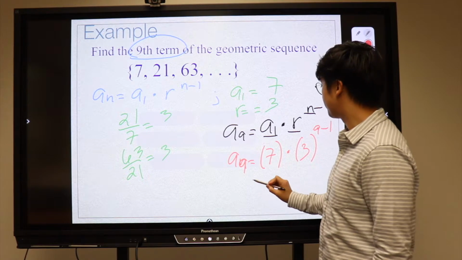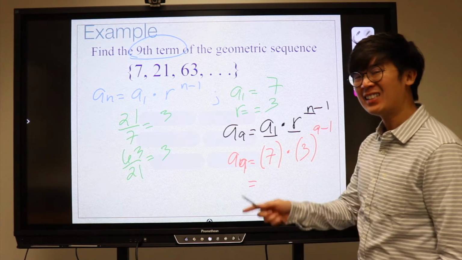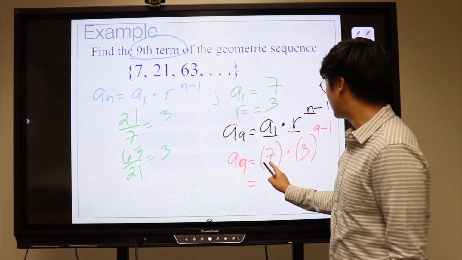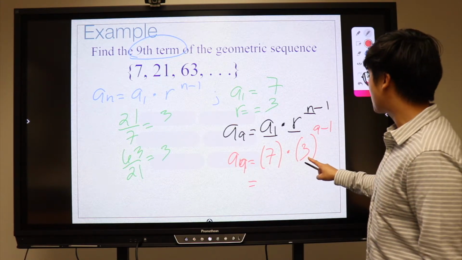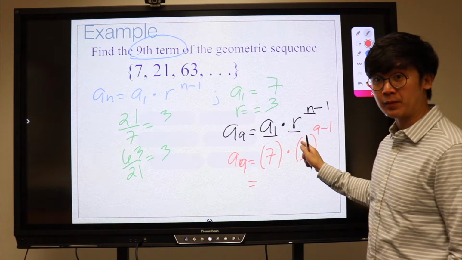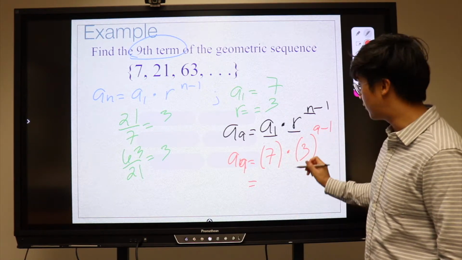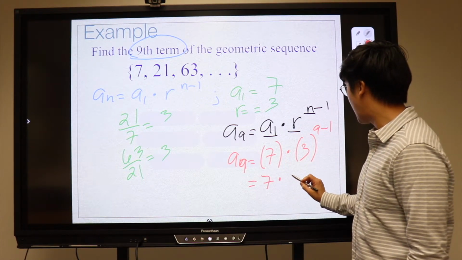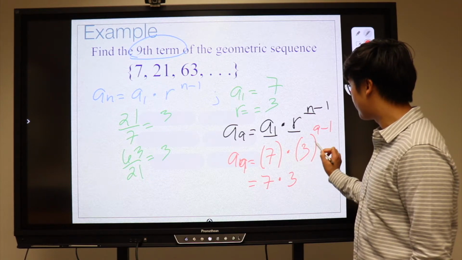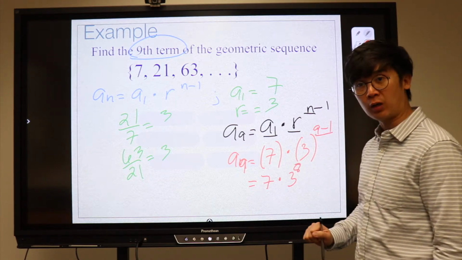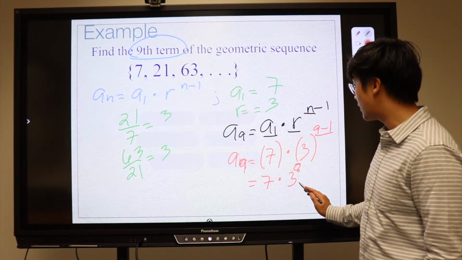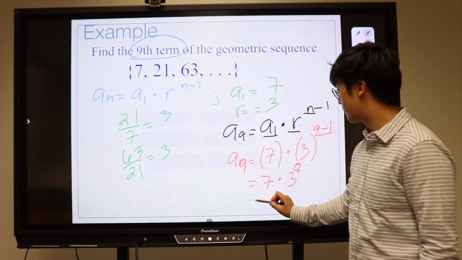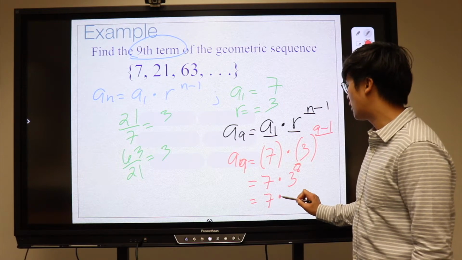So now I can do the math. That's the reason why I cannot combine 7 and 3 before, because you cannot multiply 7 times 3 and then raise it to the exponent. No, you need to use the exponent first, right? 7 multiplied by 3 to the 8th power. And what am I going to do first, 7 times 3 or 3 to the 8? 3 to the 8. And it's going to be a big number.